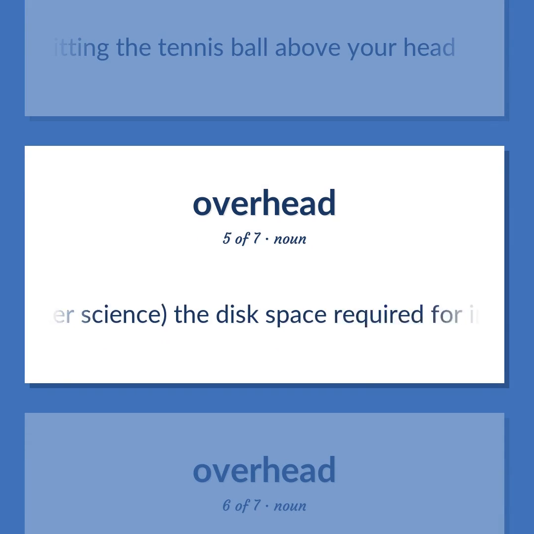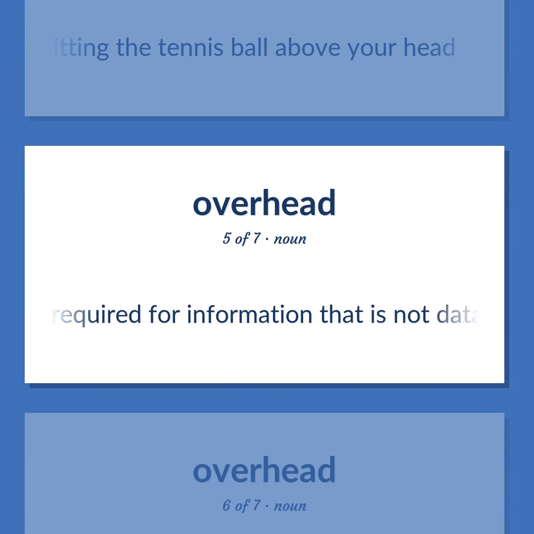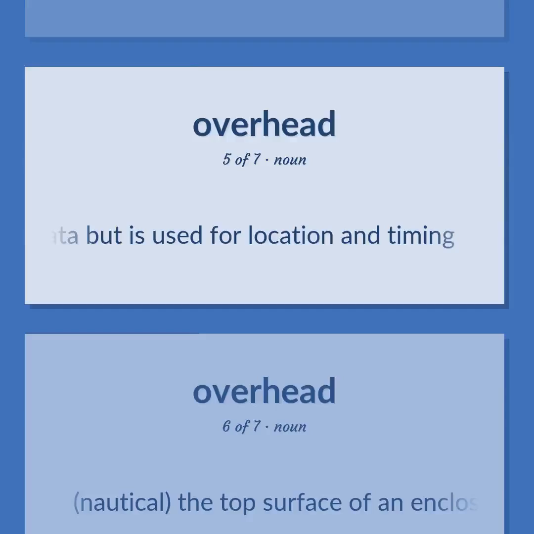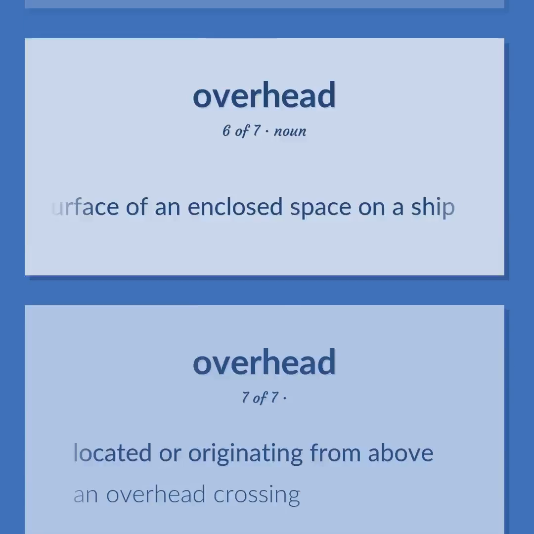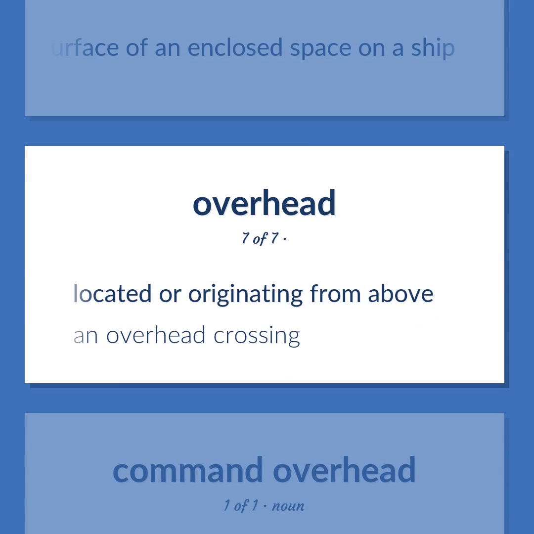Computer science. The disk space required for information that is not data but is used for location and timing. Nautical. The top surface of an enclosed space on a ship. Located or originating from above. An overhead crossing.